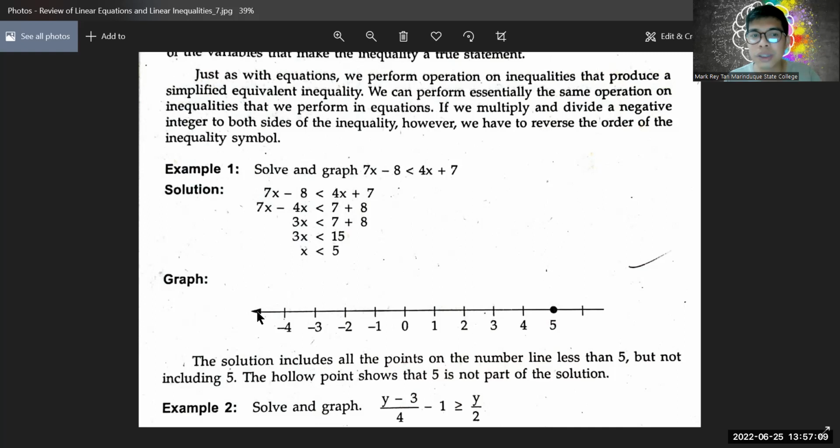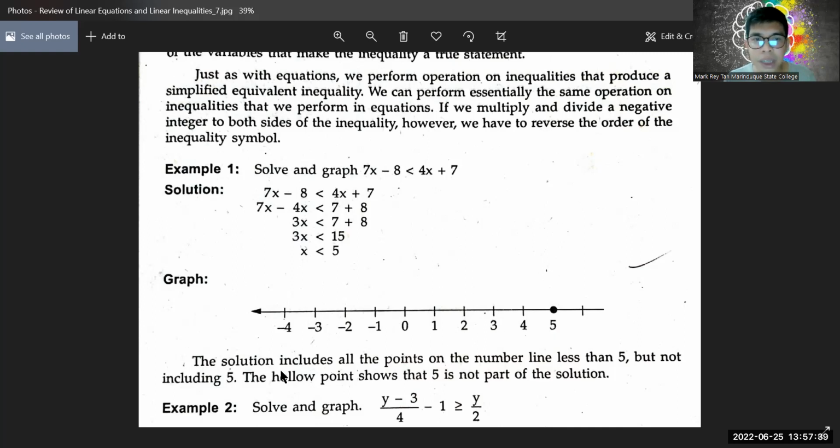Kasi kung wala kang arrow dyan, parang nililimitahan mo na lang na yung numbers that are less than 5 are only available to these numbers. So para di na siya humaba, we just put an arrow here to signify na all other negative numbers are less than 5, going in that direction. Okay? So ganun lang class. So make sure na equal yung distancing nila.